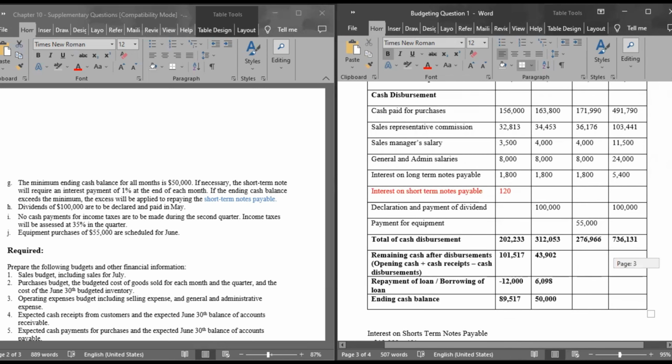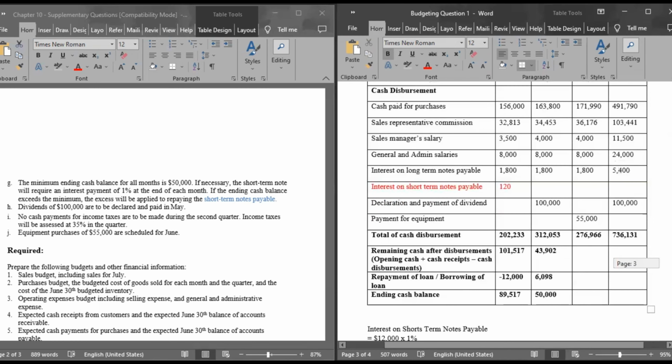In fact, in the month of May, we are not calculating the interest on short-term loan because during this month we don't have any loan. We just repaid the 12,000 amount which was outstanding in the last month. But currently, we don't have any short-term notes payable.